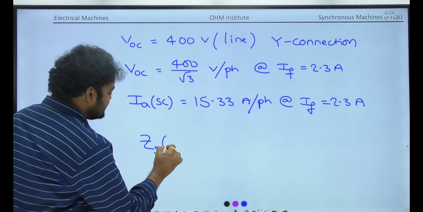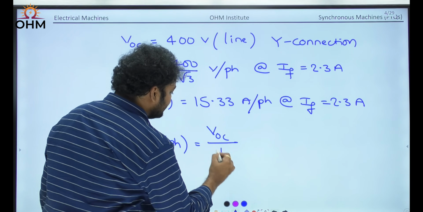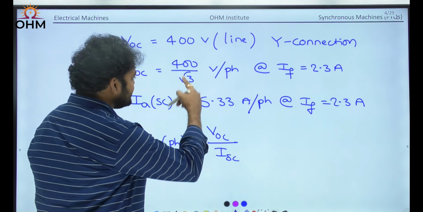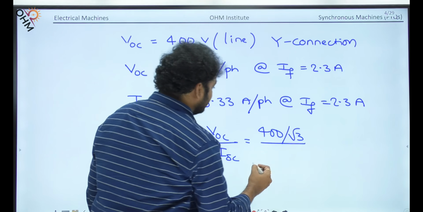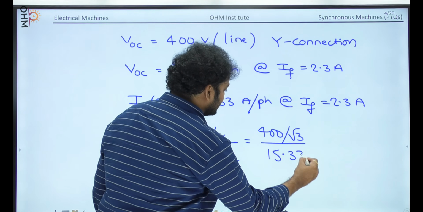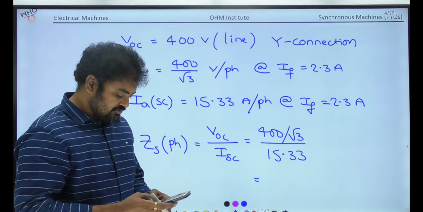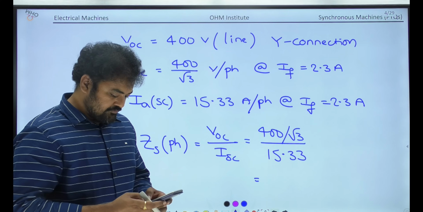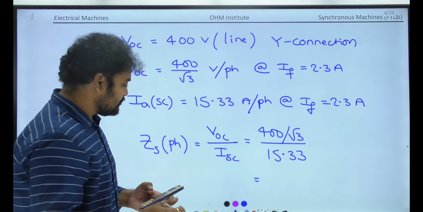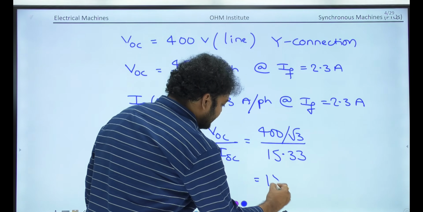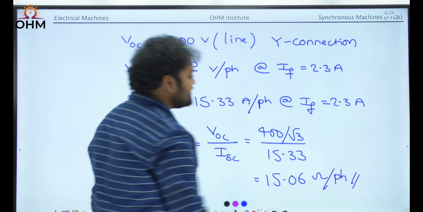What is the formula for synchronous impedance per phase? It is equal to open circuit voltage divided by short circuit current. What is open circuit voltage? 400 divided by root 3, divided by 15.33. If you solve it, you will get synchronous impedance per phase. Okay, so 400 by root 3 divided by 15.33. So I am getting 15.06 ohm per phase. This is the synchronous impedance value.